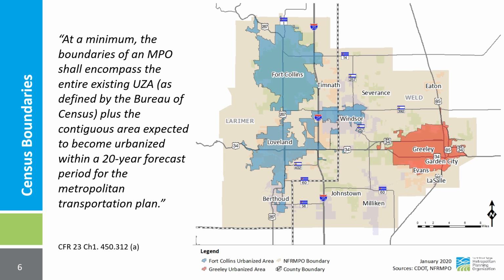Communities within the urbanized areas are automatically part of the MPO, while other communities can choose to join. Communities that have joined the MPO voluntarily are the towns of Johnstown, Milliken, Eaton, and Severance. As of the 2010 census, these voluntary communities are still not part of an urbanized area, but create a 20-year forecasted urban area.